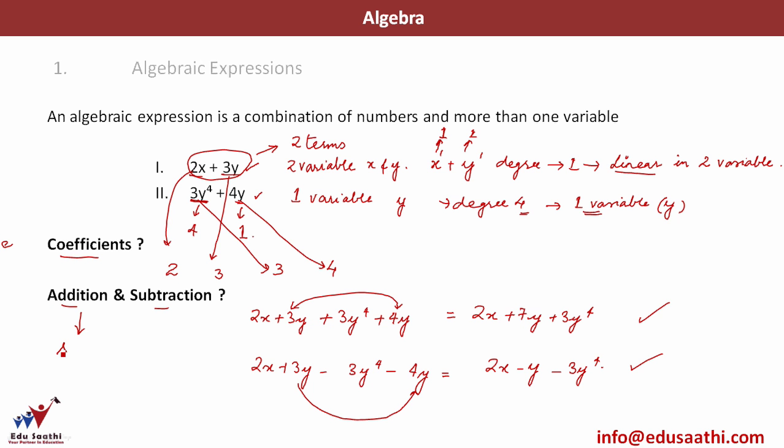Addition and subtraction will happen for similar powers, and I should say similar powers and variables only. So if the power is same and the variable is same, for example x, then only you can add or subtract the two things and combine the coefficients. Otherwise the rest of the expression will be written as such.